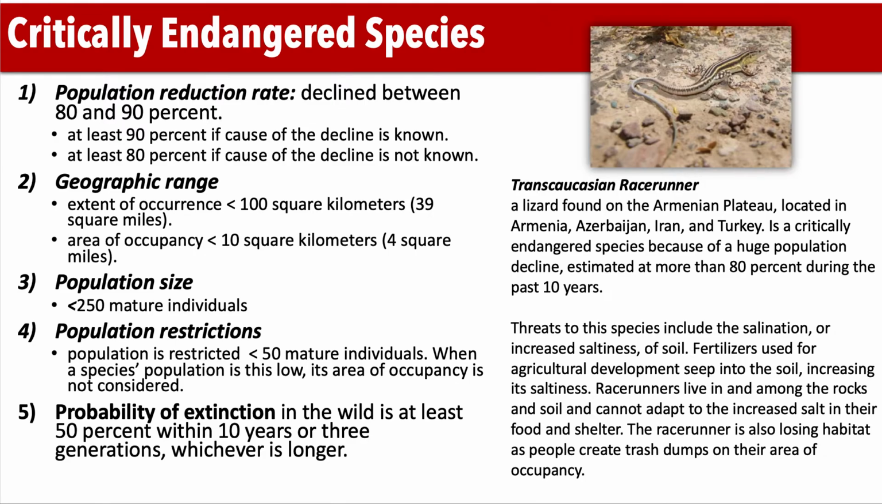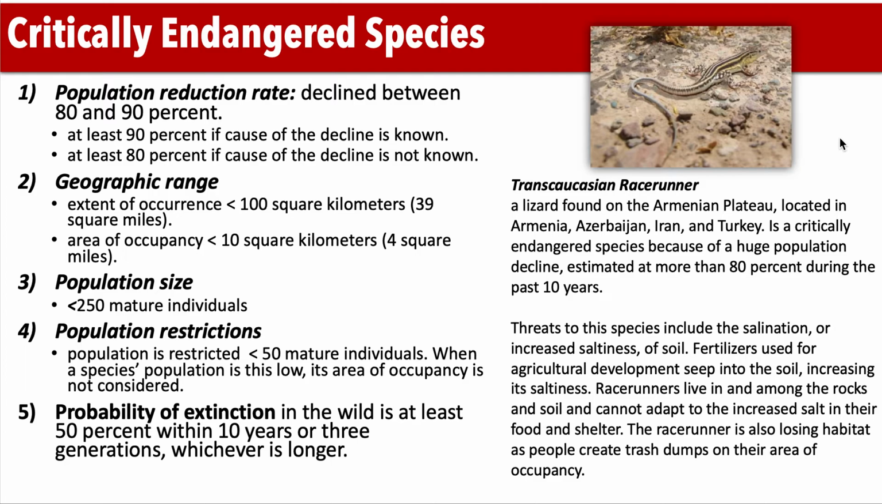An example of a critically endangered species is the Trans-Caucasian race runner, which you see pictured here. It's a lizard found in the Armenian Plateau located in Armenia, Azerbaijan, Iran, and Turkey. It's a critically endangered species because of a huge population decline that's estimated at more than 80% during the past 10 years. Threats to the species include salination, or the increase of saltiness of the soil.